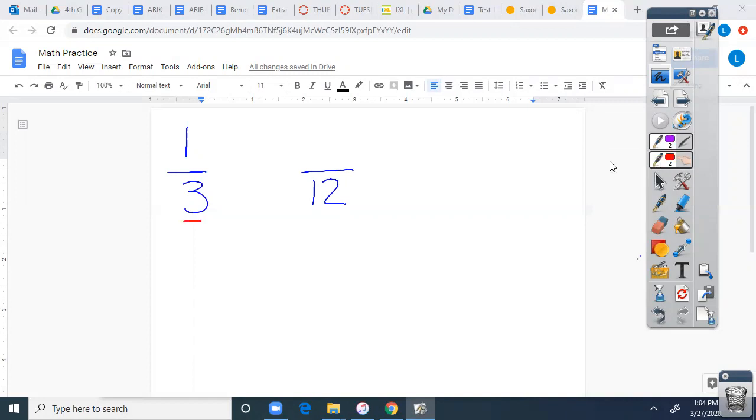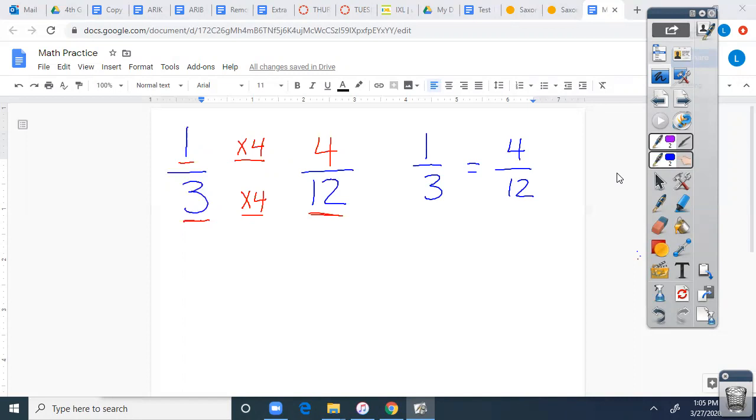So how do I get from 3 to 12? I multiply by 4. So what I do to the bottom, I have to do to the top. 3 times 4 is 12. 1 times 4 is 4. So we learn from that 1/3 equals 4/12. These are equivalent fractions. It means they equal the same thing.